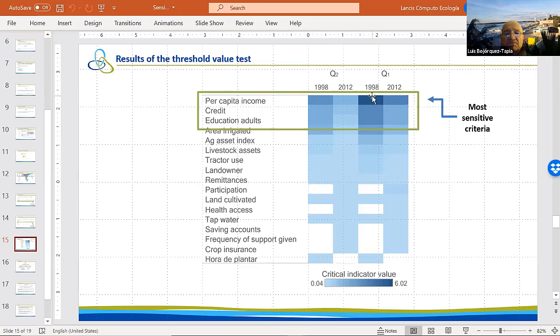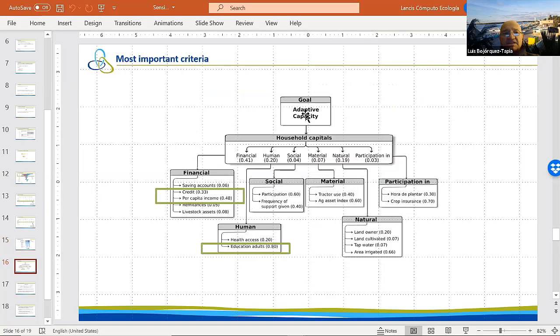Well, it was more important for explaining the decrease in household vulnerability from 1988 to 2012, but the role of credit and again the education of adults in the two surveys. But these changes were considered important by our colleagues. So we identify the most important criteria, the ones that you have to review most closely between the two surveys.